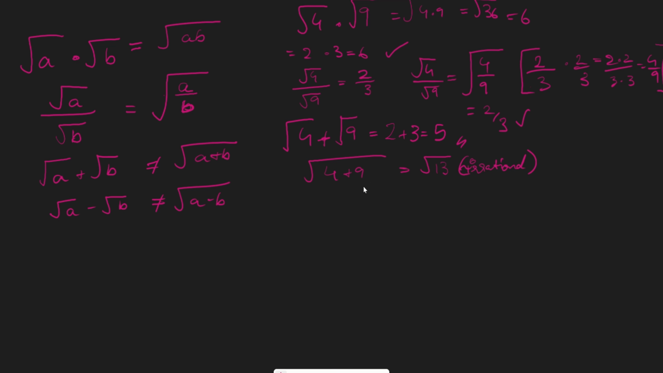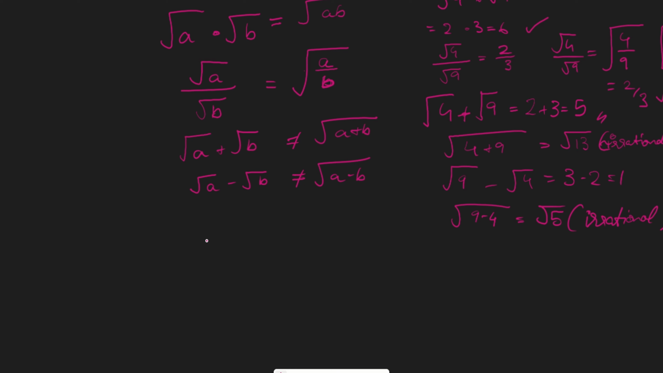Okay. Let's look at root a minus root b. Of course, here we'd have to take it in reverse, root 9 minus root 4. Otherwise, we'd be dealing with imaginary numbers. So root 9 minus root 4, you get 3 minus 2, which is 1. And the other way, you get root 9 minus 4, which is root of 5, which is again irrational. So that proves that the root of a plus root of b is not equal to root of a plus b, and likewise for subtraction.